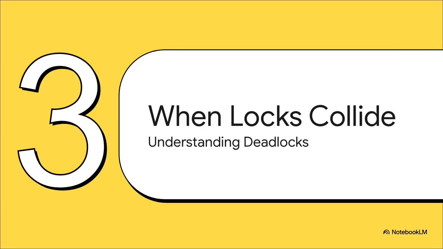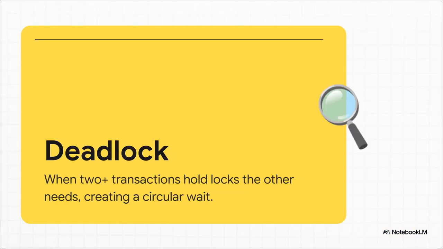But, and you knew there was a but coming, here's the twist. These locks, the very tools that are designed to protect us, can sometimes turn on each other and create a whole new problem. This is what happens when locks collide, and this is when we get a deadlock. So what is a deadlock? It's basically a digital standoff, a classic catch-22. It happens when two or more transactions get completely stuck because each one is waiting for a lock that the other one is holding. They're trapped in this circular wait, and neither one can move forward.